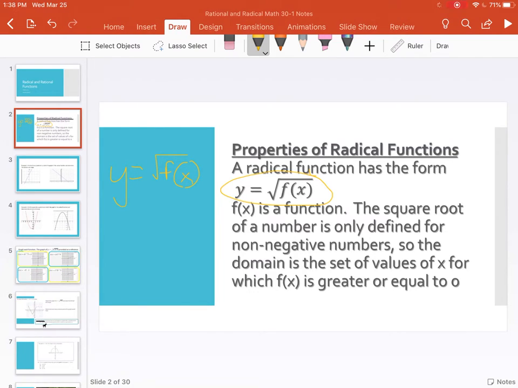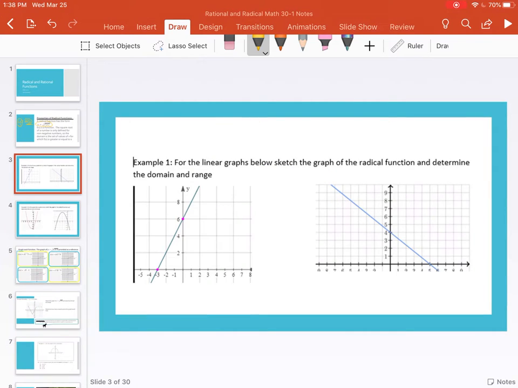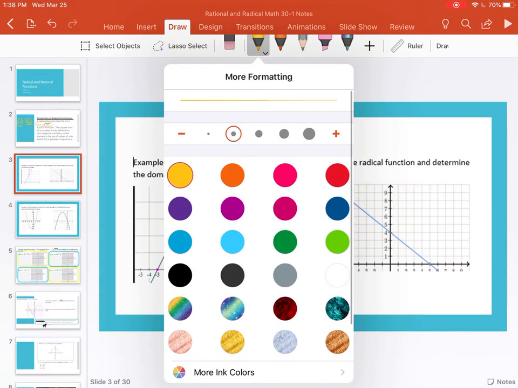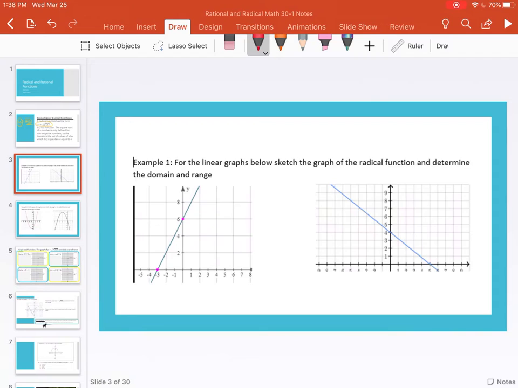So f of x is a function, and the square root of a number is only defined for non-negative numbers. So really, you can't have any negative y values. The reason being is we cannot have a negative radicand, and hopefully you remember that from Math 20-1. So if you were given an original graph and you were asked to draw the radical of that graph, the first thing you would start with would be your invariant points.